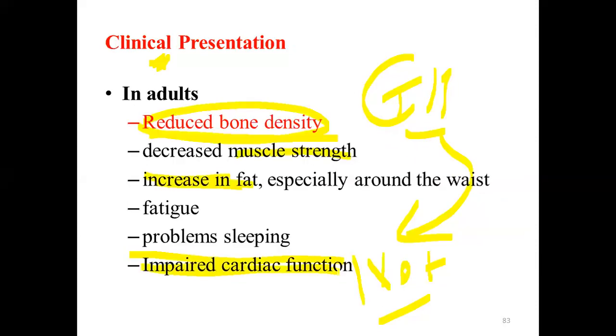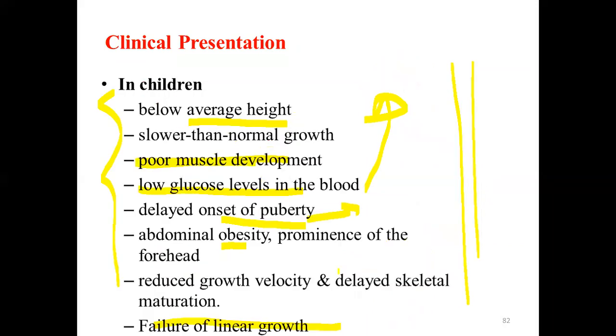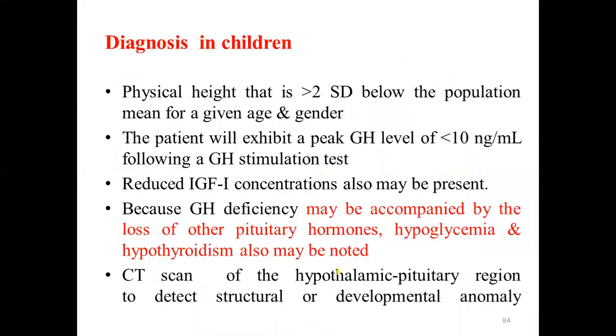So in adults, by the way, you might not see any problem in linear growth because the growth plate is already closed. But in children, those are the most prominent clinical presentations we can see from the person, failure of linear growth.